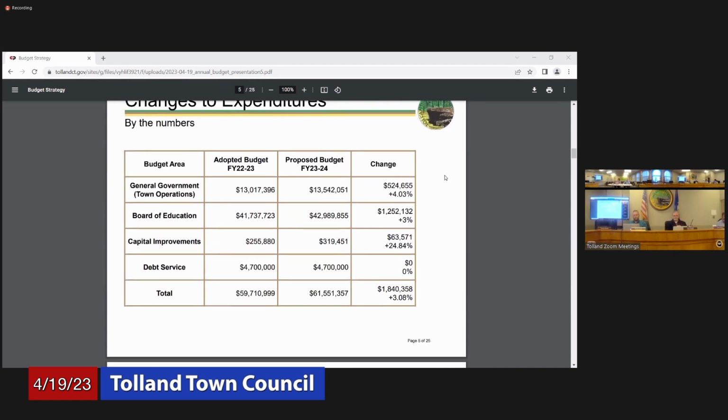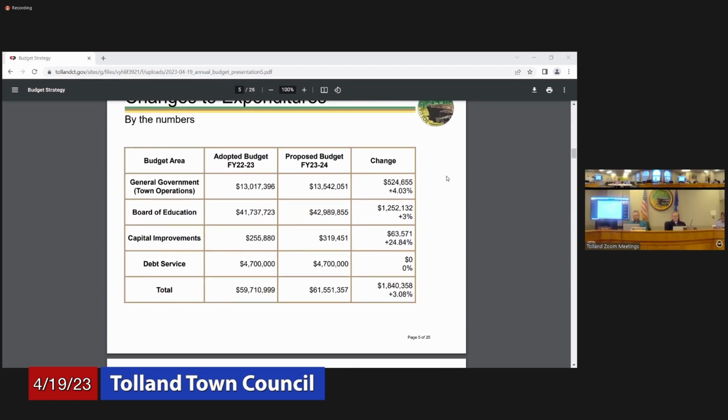Moving on to expenditures. Overall, the government operational budget increased from $13,017,396 to $13,542,051, for a total of $524,655, or a 4.3% increase. On the Board of Education side, the budget increased from $41,737,723 to $42,989,855, which reflects an increase of 3% or $1.252 million.